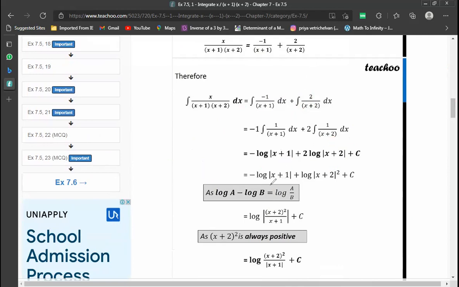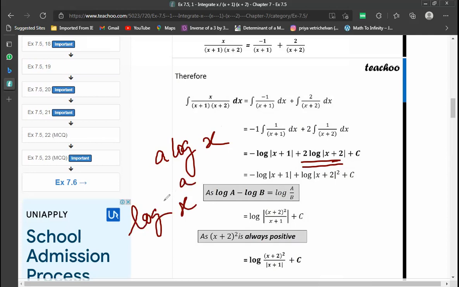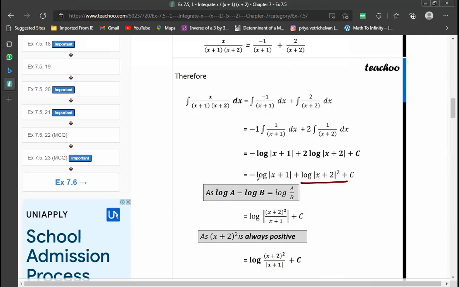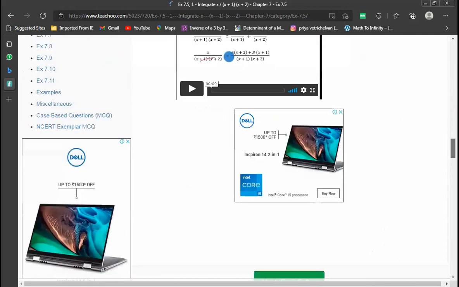So now you can rewrite this. And here you do have 2 times of log of x plus 2. A log x can be written as log x the whole power a. So 2 times of log of x plus 2 can be written as log of x plus 2 the whole square. Can you follow? And log a minus log b can be written as log a by b. That's what they're doing here.